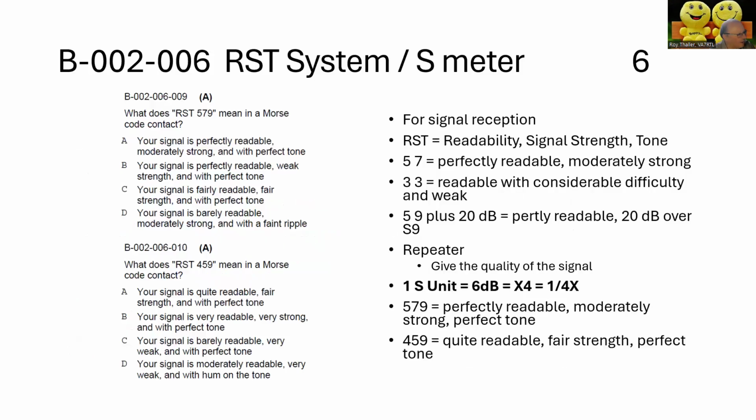Here, what does the RST 579 mean in a Morse code contest? So that means your signal is perfectly readable, moderately strong, and with a perfect tone. What does the signal of 459 mean in a Morse code contact? So that means your signal is quite readable, fair strength, and with perfect tone. Again, all of these are subjective.